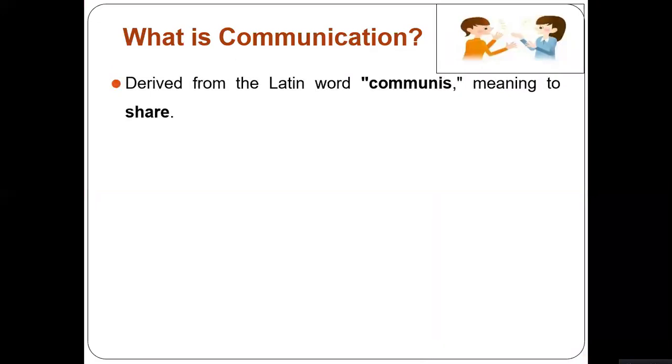The word communication has come from the Latin word communis. It means to share. To share means to exchange or transfer views, ideas, symbol, design, or any types of information to the respective parties who want it and who actually need it.